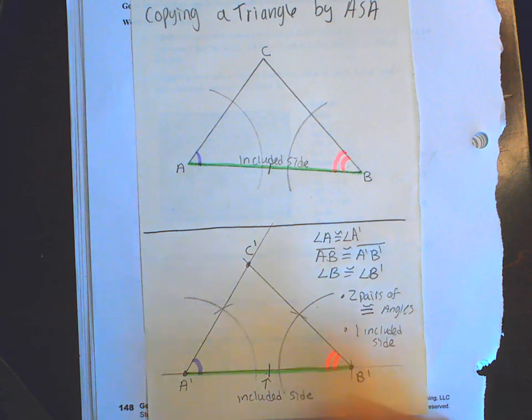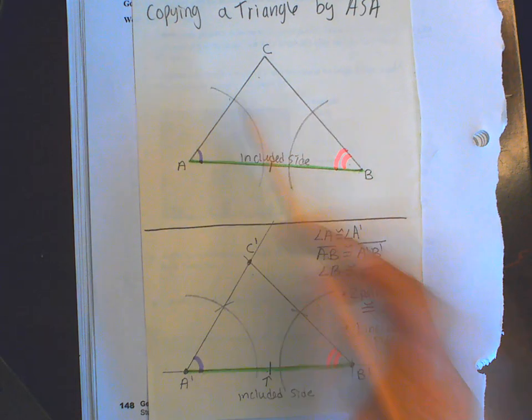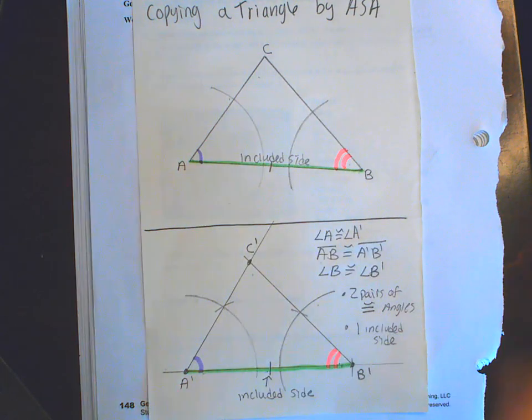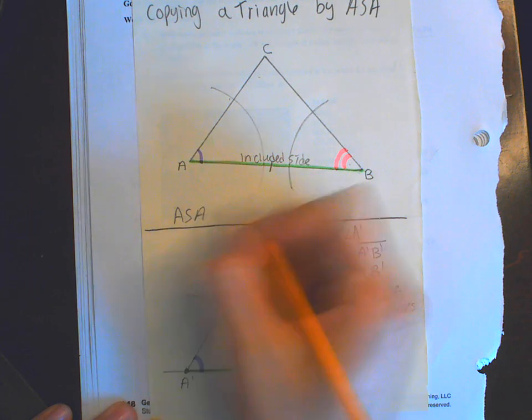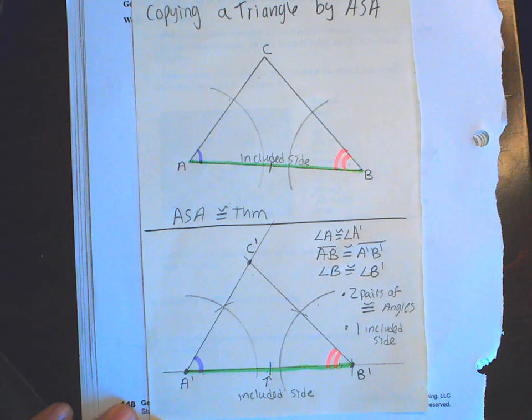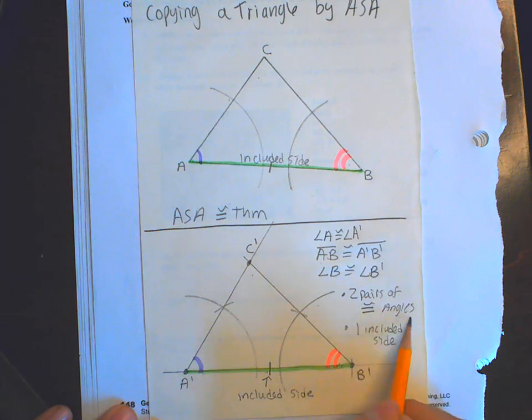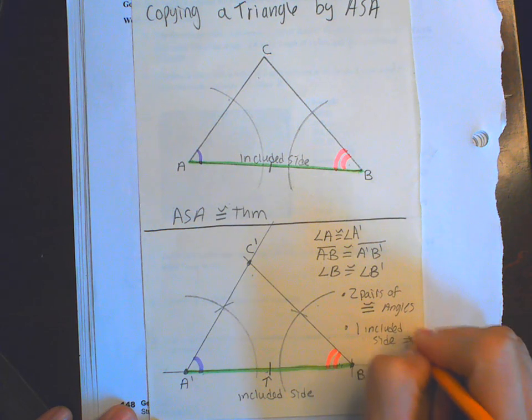If I were to measure this angle and this angle, of course, it will be the same. Also, by the third angle theorem, they'd be the same. If I were to measure these sides, they'll be the same. So guys, these are going to be congruent. So this brings us to the angle, side, angle congruence theorem that requires two pairs of congruent angles and one included side that is also congruent.